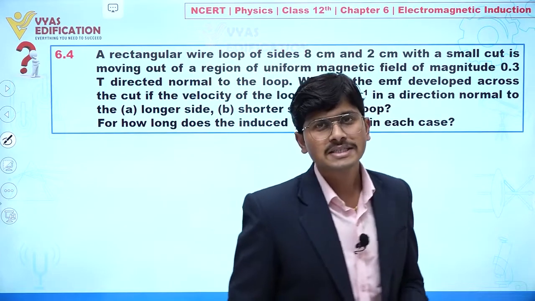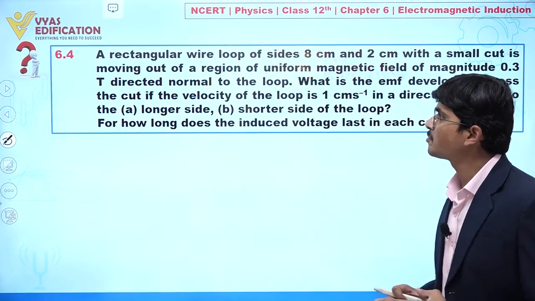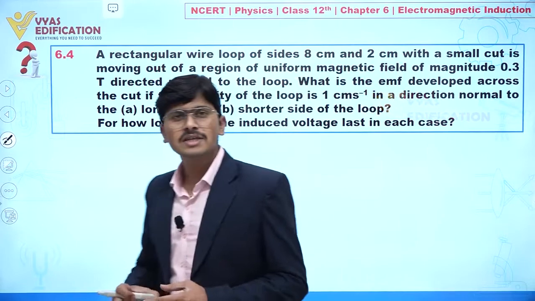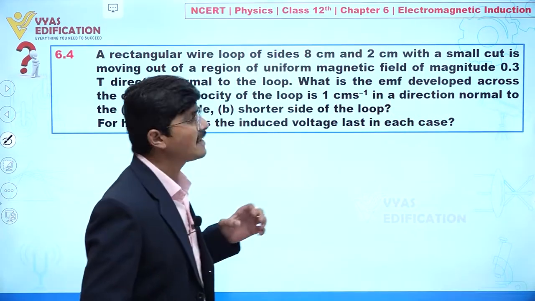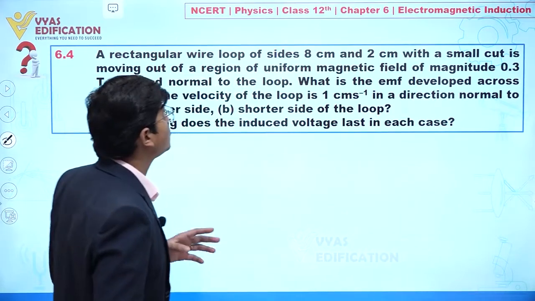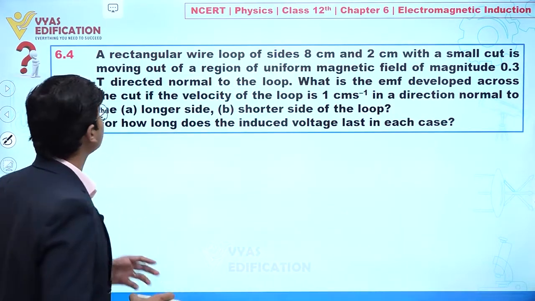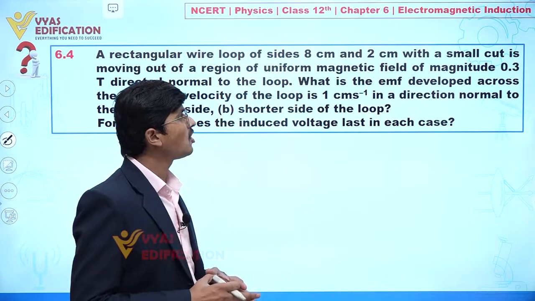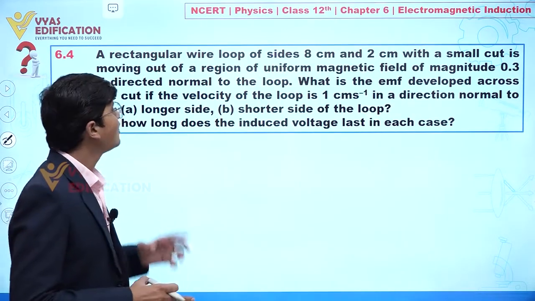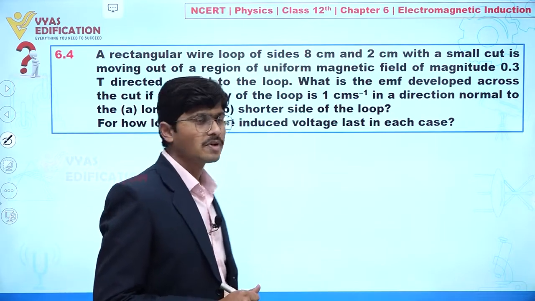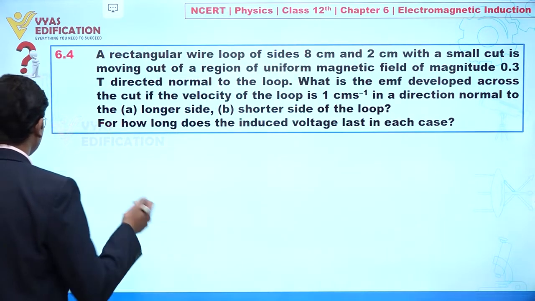Now we are going to discuss question number 6.4. In this question, a rectangular wire loop of side 8 cm and 2 cm with a small cut is moving out of a region of uniform magnetic field of magnitude 0.3 Tesla directed normal to the loop. Clear? So let us try to understand this situation.